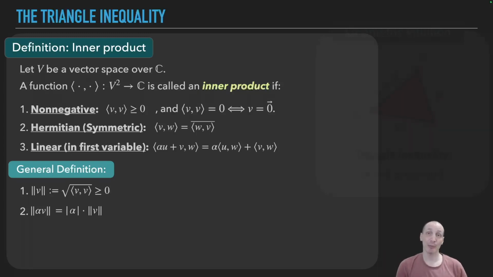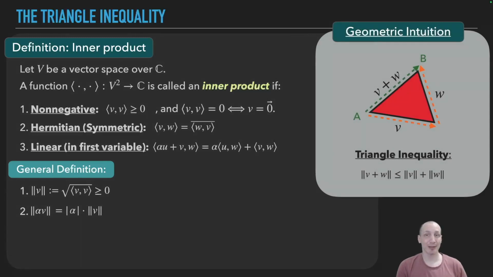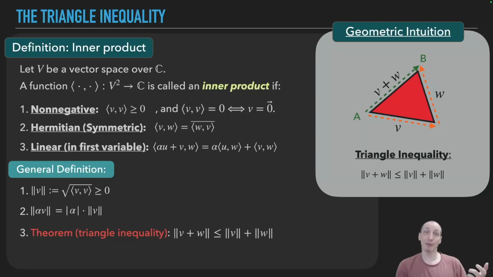And then we want to talk about the triangle inequality. Again, if you want to go from A to B, then the straight line is the fastest route. So this is the triangle inequality, and this is what we want to show. Namely, that if you define the norm in this way, then the norm of V plus W is at most the norm of V plus the norm of W.